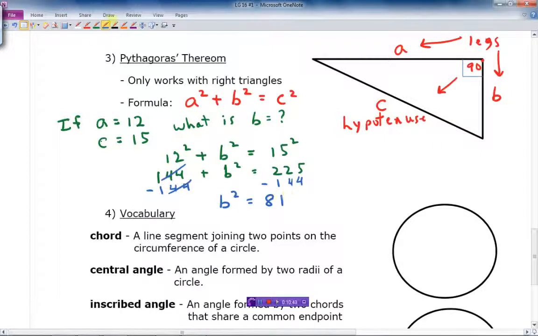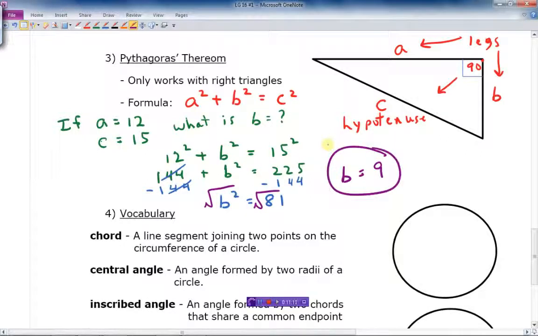Well, to find B, I have to change B squared to B, which means I have to take the square root of B squared, and which means I have to take a square root of the other side. I do that, and I get B equals, the square root of 81 is 9. So B equals 9. And there's my answer using the Pythagoras Theorem.